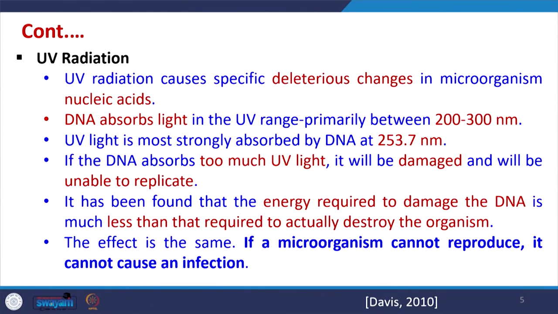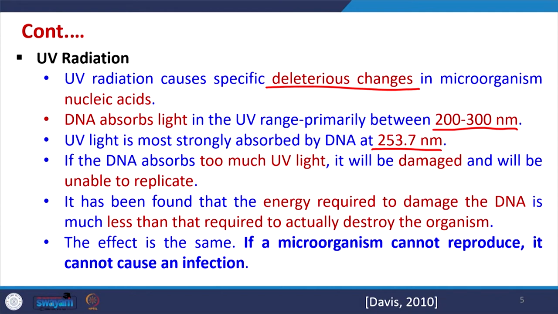Similar to the other chlorine chemicals, via this mechanism it inactivates the viruses. Now for ultraviolet radiation, the mechanism by which it inactivates different bacteria and viruses is discussed here. UV radiation will cause specific changes in the microorganisms, in particular in nucleic acids. Like DNA, it will absorb light in the UV range, primarily in the range of 200 to 300 nanometers, and in particular at around 254 nanometers it will be strongly absorbed by the DNA. If DNA absorbs this UV light, it will get damaged and will not be able to replicate. This is the mechanism of inactivation.